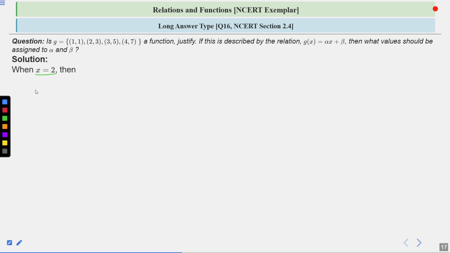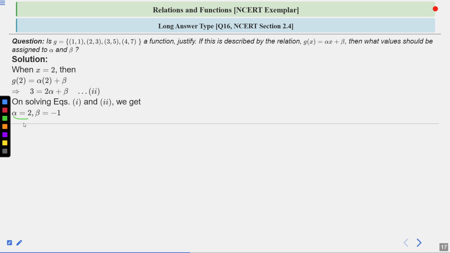Now if input is 2, then g(2) is equal to alpha times 2 plus beta, by using the relation. The input is 2, output is 3. So 3 is equal to 2 alpha plus beta. Now we have another equation, say 2. Now solve both the equations. We get alpha as 2 and beta as minus 1. So we have alpha 2, beta minus 1. Simple steps, simple approach. I hope the explanation is clear.